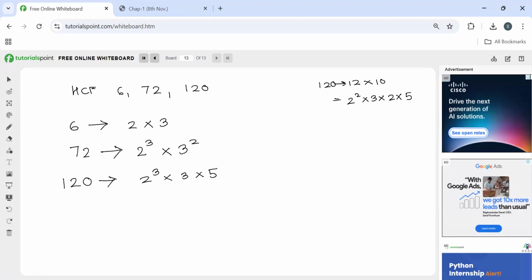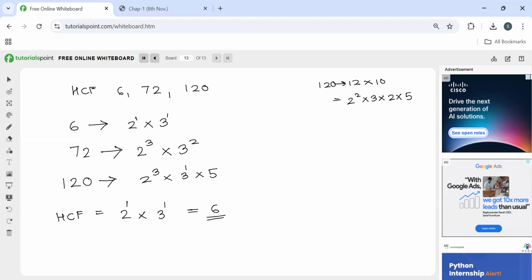Okay. So we said that in case of HCF, you consider only the common prime factors, and take the smallest power of each. 2 is common in all the three, so I consider 2. 3 is also common in all the three, so I can consider 3 as well. But 5 is not common in all the three. 5 is there only in one, so I do not consider 5. In case of 2, I consider the smallest power, which is 1. And in case of 3, I again consider the smallest power, which is also 1. So the HCF, highest common factor, will be 2 multiplied by 3, which is equal to 6.